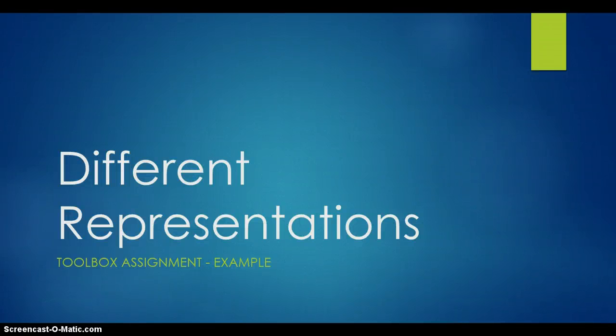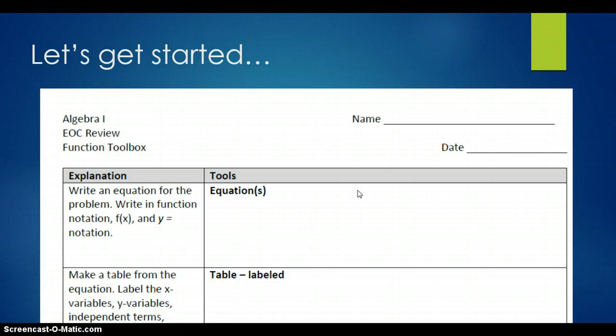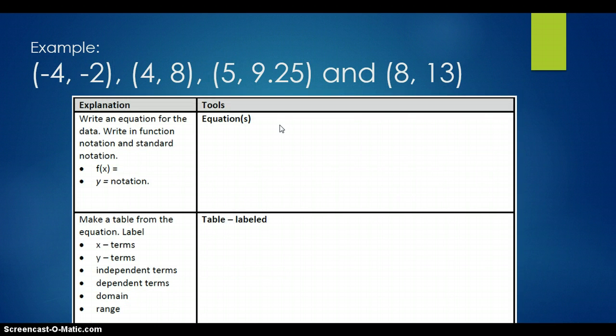Today we are going to do an activity that will help us find different representations of algebraic data. You should have a stack of papers where you have 6 pieces of paper that look identical to this, and you'll notice that it says Algebra 1 EOC Review Function Toolbox. And what this video is going to do is walk you through filling out this toolbox with the example problem. Our example problem starts with these 4 points.